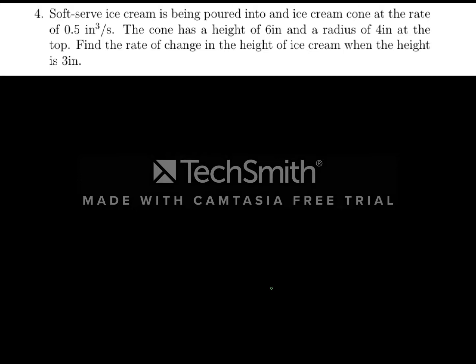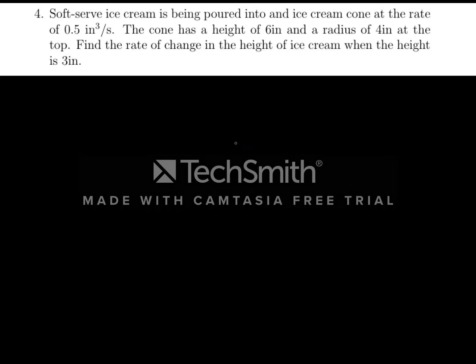In this final example, we've got soft serve ice cream. It's being poured into an ice cream cone at a rate of 1/2 cubic inches per second. The cone has a height of 6 inches and a radius of 4 inches at the top. And we want to know what is the rate of change in the height of the ice cream when the height of the ice cream is 3 inches.